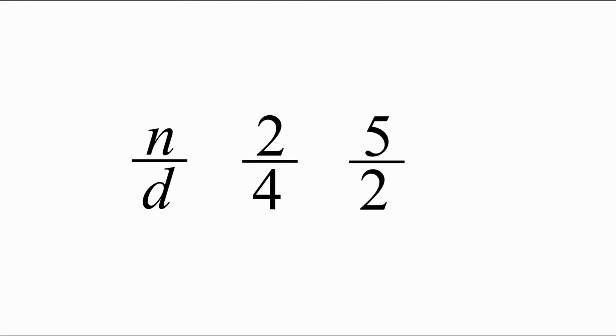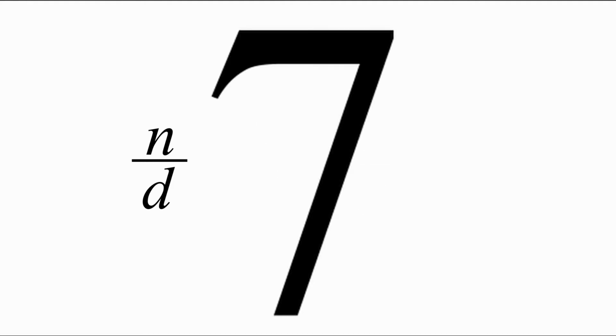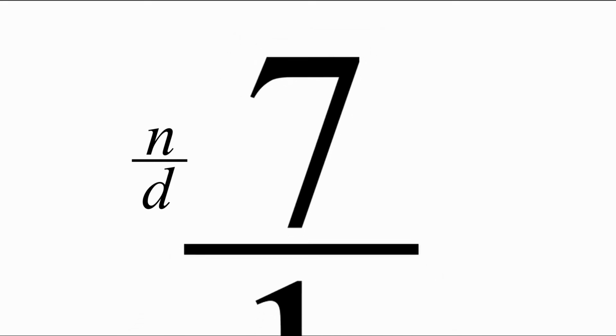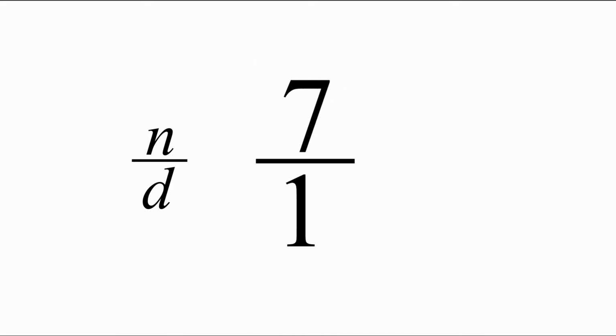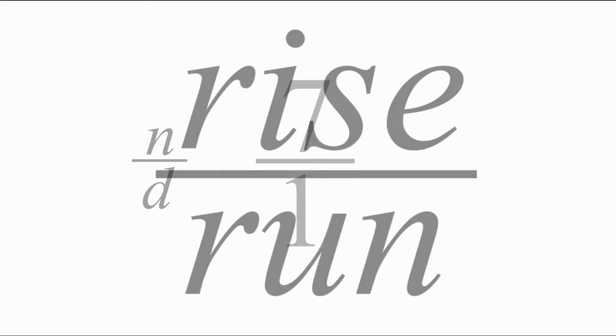Slopes are written in fraction form, like 2 over 4 or 5 over 2. When the slope is not in fraction form, you must convert it into fraction form to graph it. For example, if you have 7, then you can convert it into 7 over 1. You must have fractions because to graph you must use rise over run. This means that if you had a fraction 7 over 1, the 7 was the rise and the 1 is the run.